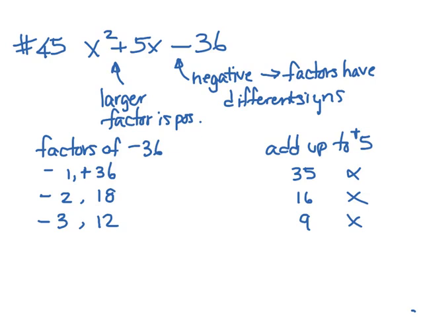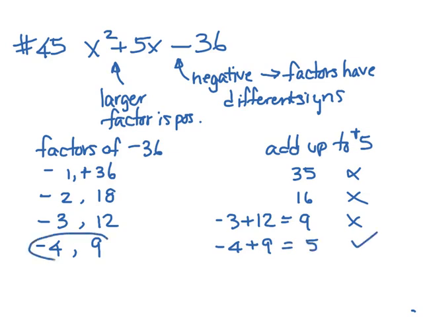Okay, so that one doesn't work either, right? Because this is negative 3 plus 12 equals 9. How about 4? So we'll try negative 4 and 9, right? Positive 9. That works. So I have a negative 4 plus a positive 9, and I get a positive 5.